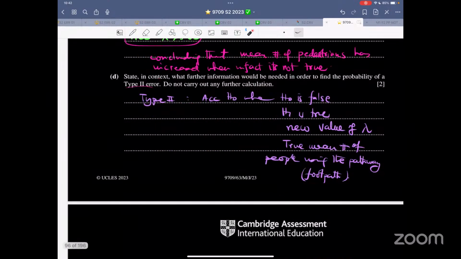State in context what further information would be needed in order to find the probability of type 2 error. Whenever they ask for type 2, we would flip the critical region and make it acceptance region. And if it's a normal distribution, we need a new mean. If it's Poisson, we need a new mean. If it's binomial, we need a new probability of success. So that is the definition. H0 is false, H1 is true. Therefore, new value of lambda is needed. True mean number of people using the pathway, the footpath, that is needed.